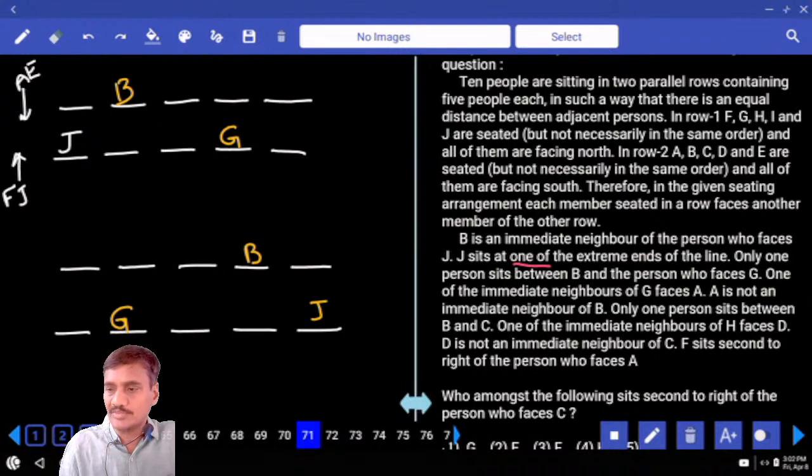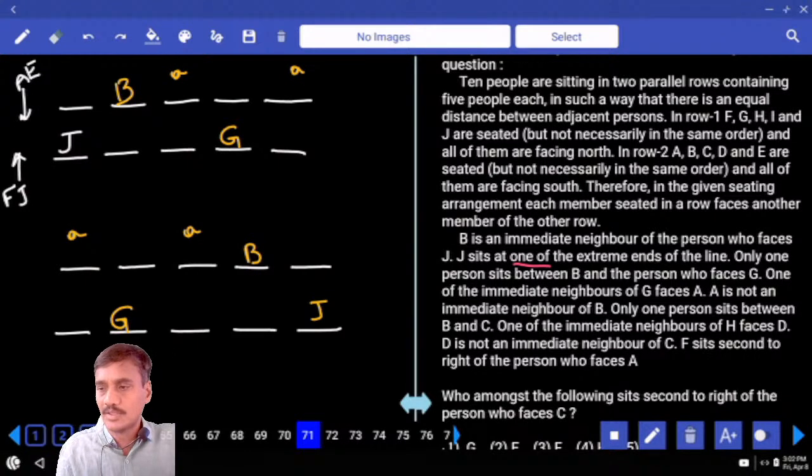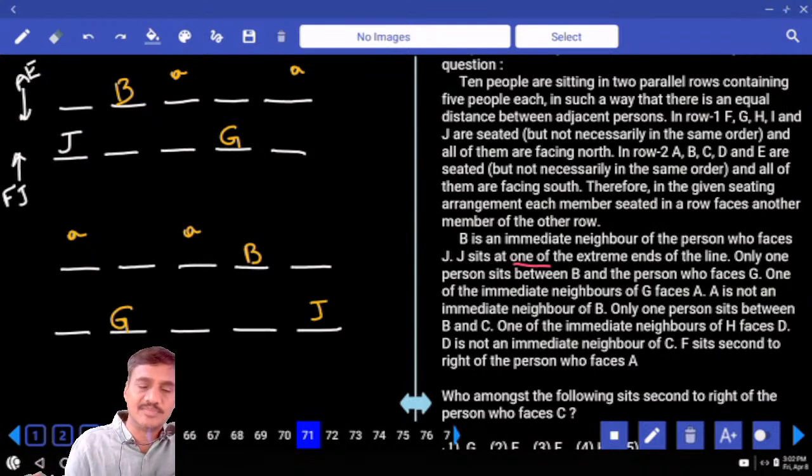One of the immediate neighbors of G faces A, and A can be in these 2 places. A is not an immediate neighbor of B, hence A cannot be here, A cannot be here. What are the possibilities we have? A at this place, A at this place.